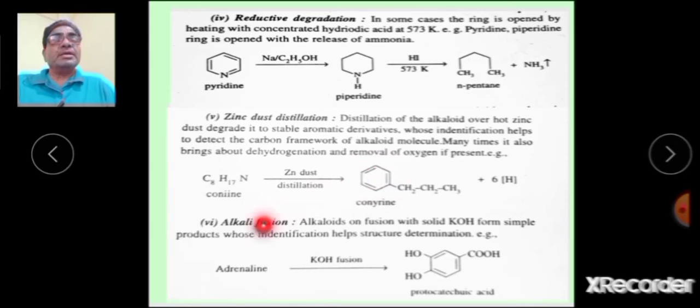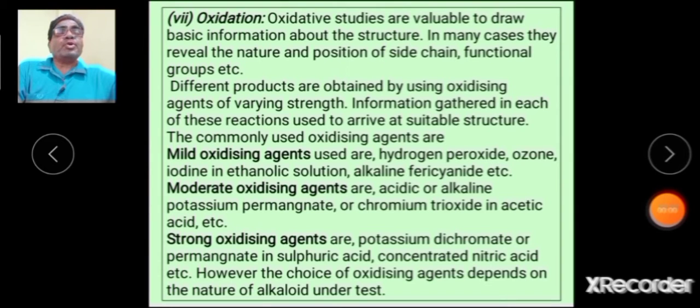Then alkali fusion with KOH. For example, adrenaline on alkali fusion gives protocatechuic acid. That is a simple product, and by this product we can identify or conclude the structure of adrenaline.